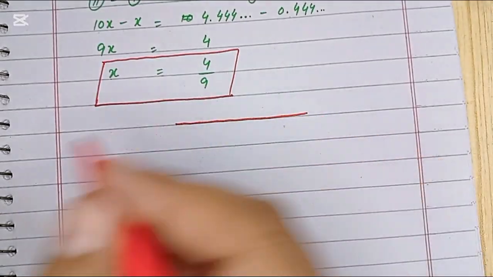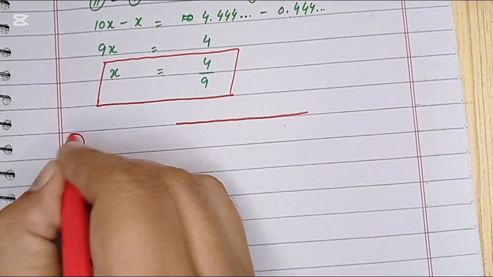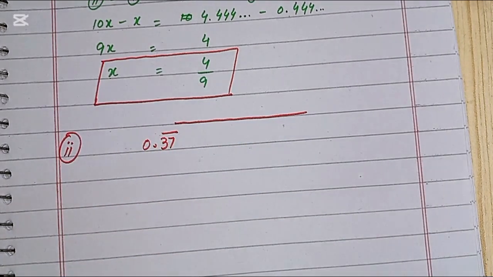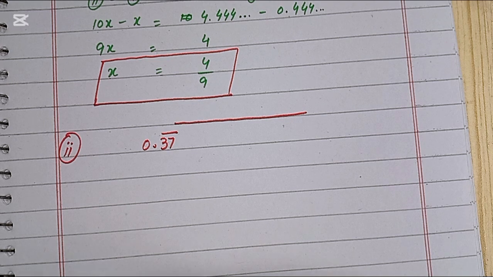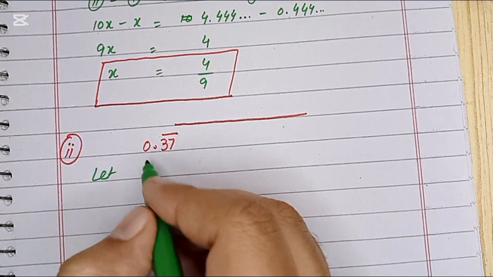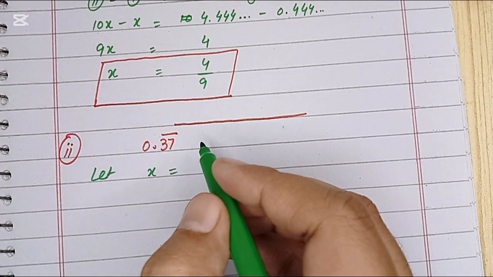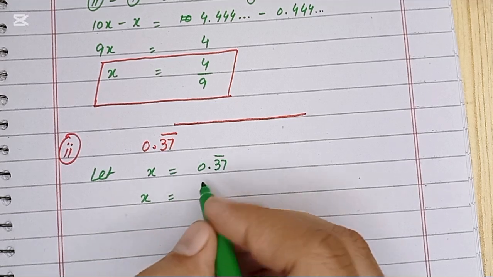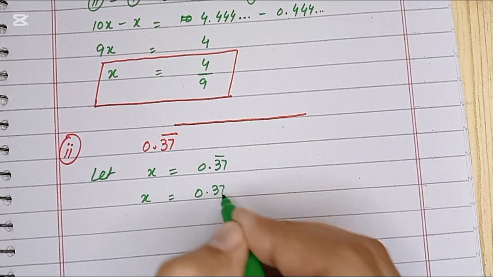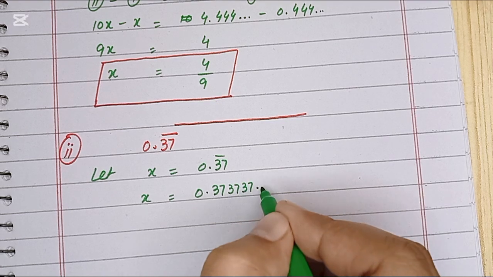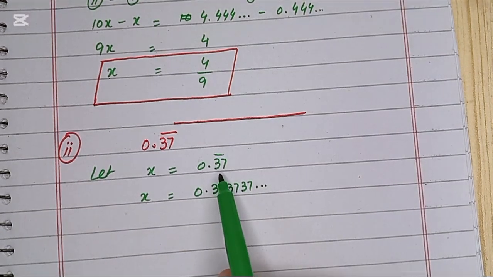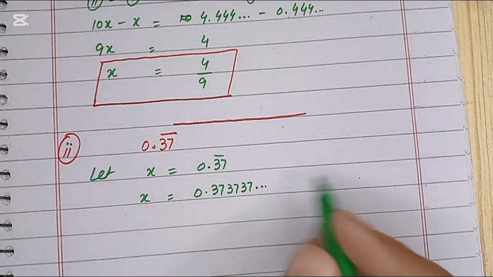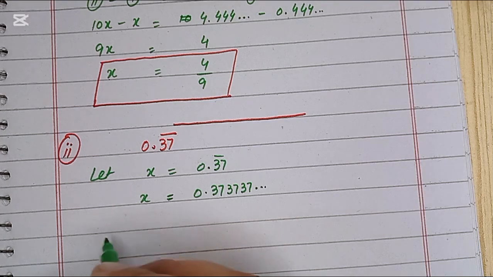Now we will convert the second part of this question, which is 0.37 bar. This is a 2-digit repeating number. It means there are 2 digits which are repeating. Again we will suppose x is equal to 0.37 bar. We can write it as 0.373737 and so on. 37 is the number which is repeating. The bar is on 37.